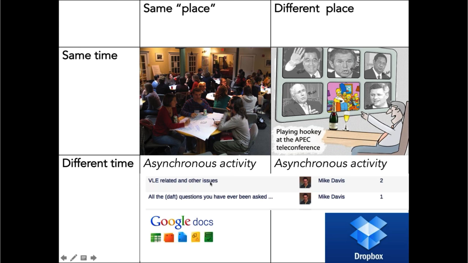In terms of different time, but same place or different place, you've got the nature of asynchronous activity. And for the same place asynchronous activity, it might be something as basic as sharing Google Docs. I'm currently working on the final report of our evaluation, for example, and my colleague and I have shared access to a document that we can both amend, alter, add to, etc., or use as a discussion environment to allow us to continue our interaction. And that could be done simultaneously, or we could do it asynchronously.